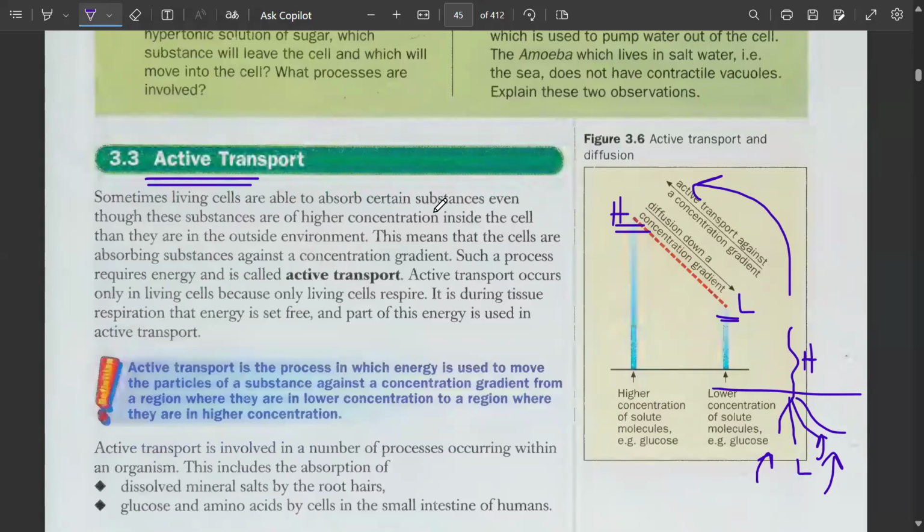There are certain adaptations as well that we'll talk about. Sometimes the living cells are able to absorb certain substances even though these substances are of higher concentration inside the cell than they are in the outside environment. This means that the cells are absorbing substances against the concentration gradient, जिसको हम कहते हैं active transport.